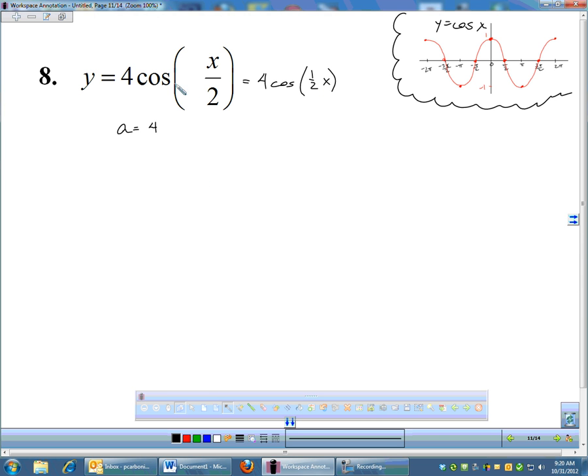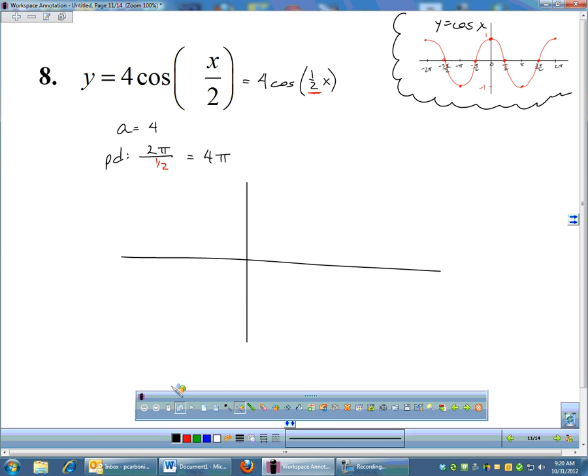So I changed my graph. It's 4 cosine of x over 2. That's 1/2 x, which means my period is going to be 2 pi divided by this number right here, 1/2. And if you divide by 1/2, that's the same as multiplying by 2. So my period actually ends up being 4 pi. So let's graph.